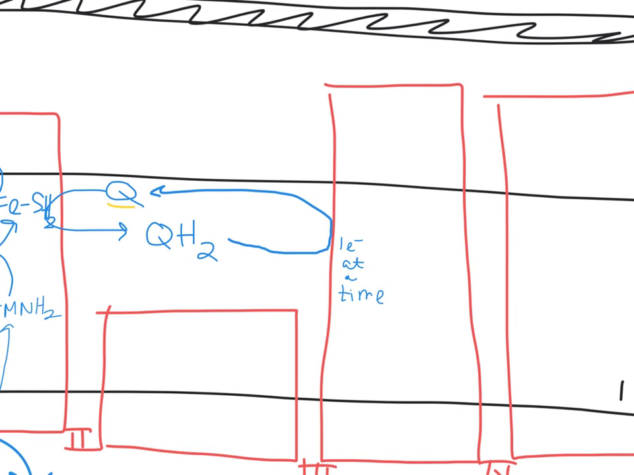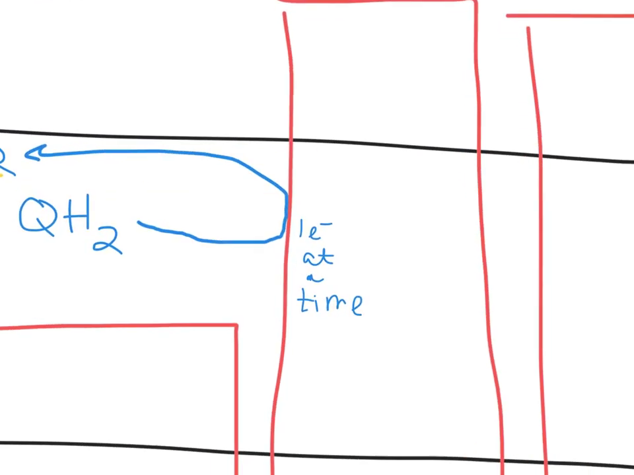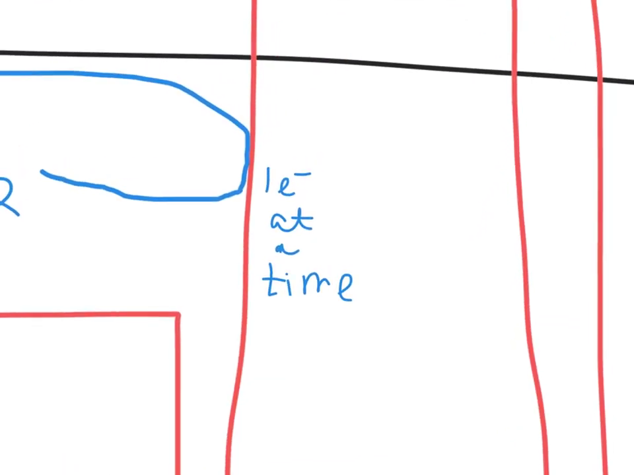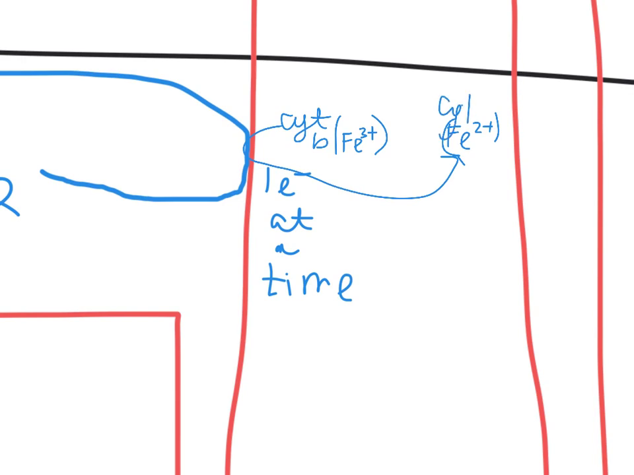So the cytochromes that we're going to first pass to, I'm going to have to make this bigger. Okay, so we're going to first pass to cytochrome B, and cytochromes have hemes in them, so they have irons in them. So this is going to be an Fe3+ cytochrome, and once it grabs the electrons one at a time, it will be an Fe2+. And this is cytochrome B.